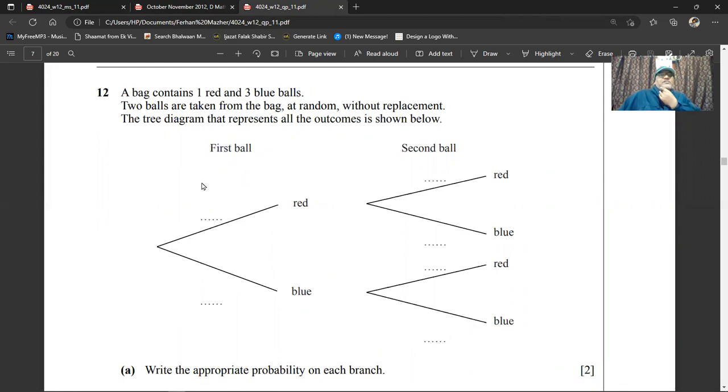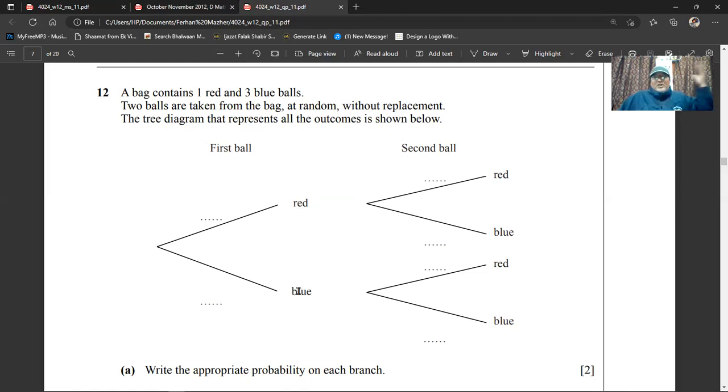So the different situations: the first ball can be red or it can be blue. The probability that it will be red, the total balls are 4. Out of them, 1 is red, 3 are blue. So the red at the first pick will be 1 by 4 and the blue will be 3 by 4. Once a red ball is out, then again getting the red ball, because there was only 1 red ball which is already out, will be 0 by 3, which is 0. And after a red ball, getting a blue ball, there will be 3 balls left, so getting a blue ball will be 3 by 3.